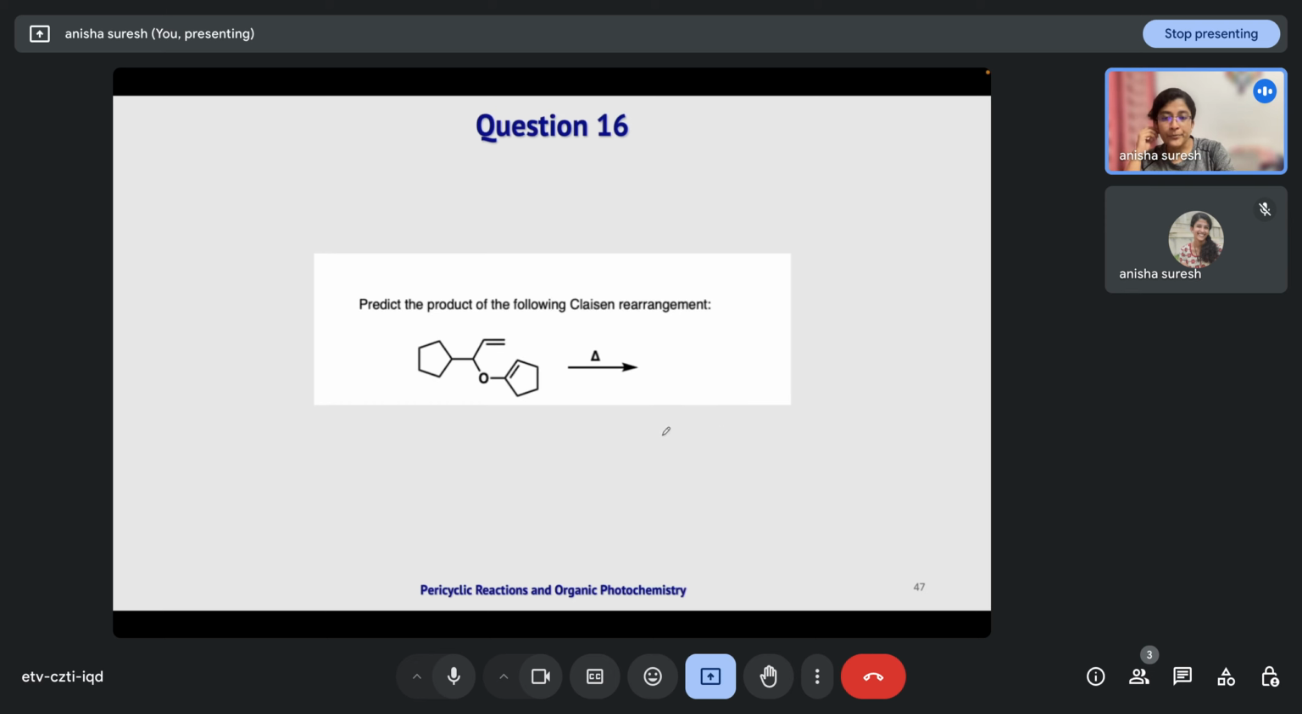Now coming to question number 16. Predict the product of the following Claisen rearrangement. They have already told us it is undergoing a Claisen rearrangement. We just have to draw the final product.